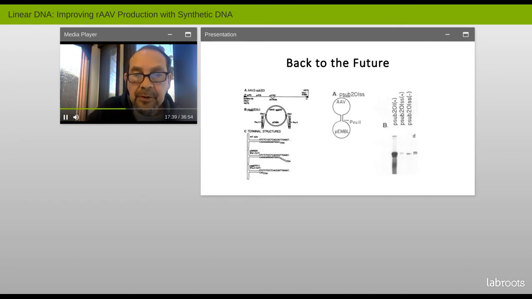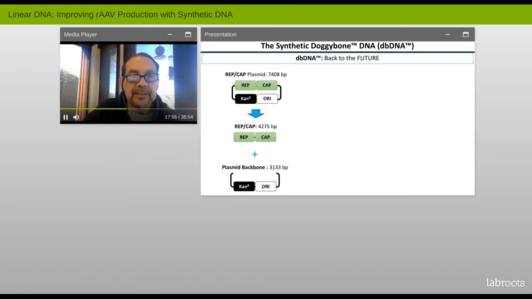This, however, was complicated by the fact that it was all done in E. coli and it generated single-stranded genomes, and it wasn't until present-day technology that we were able to revisit this concept and actually utilize it, as shown in the next slide. On the left-hand side, you see once again the rep and cap plasmid illustrated below.